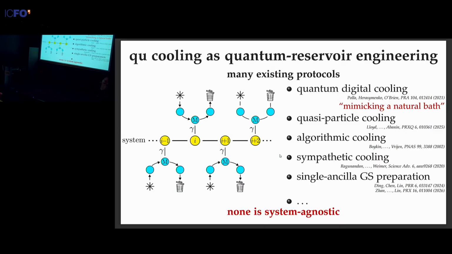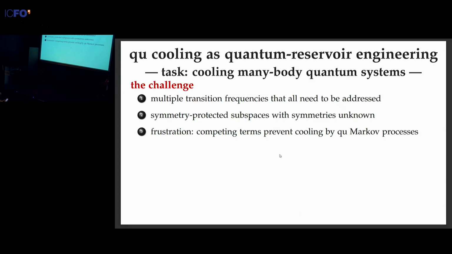But yet, none of these protocols is truly system agnostic, because even though they see the analogy with a natural bath, in the end, they tailor their schedule, the way they make the meters interact with the system, very much to the system properties, to the spectrum of the system. And a natural bath doesn't know about the system. You have a natural bath, you put the system you want to cool in it, and it cools. So this made us think, what does it really mean to mimic a natural bath?